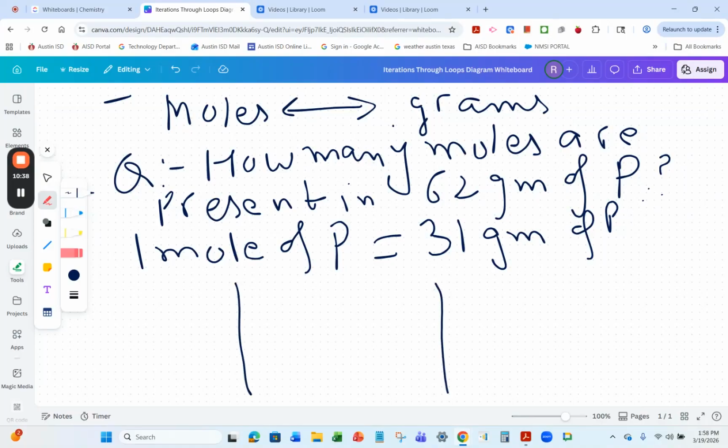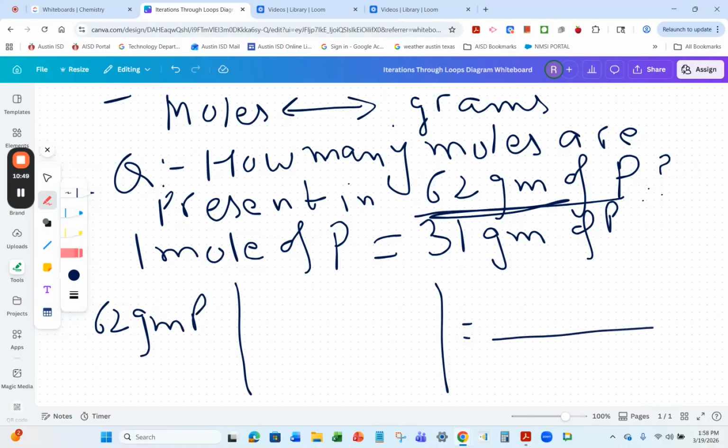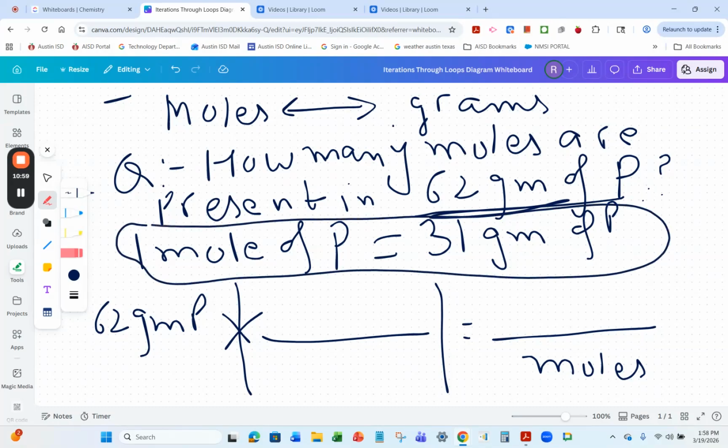Now make your 3 columns. The value given to you in the question will go in the first column. You will write 62 grams of phosphorus in the first column. What do you want to find? I want to find moles of phosphorus. Use your multiplication sign and change your known information into a conversion factor.